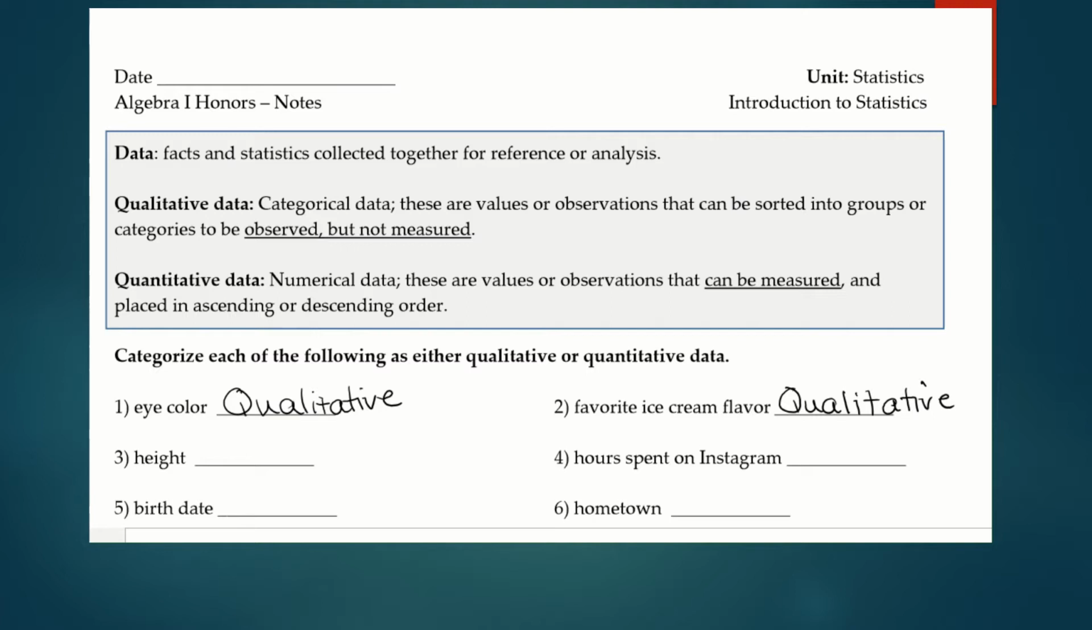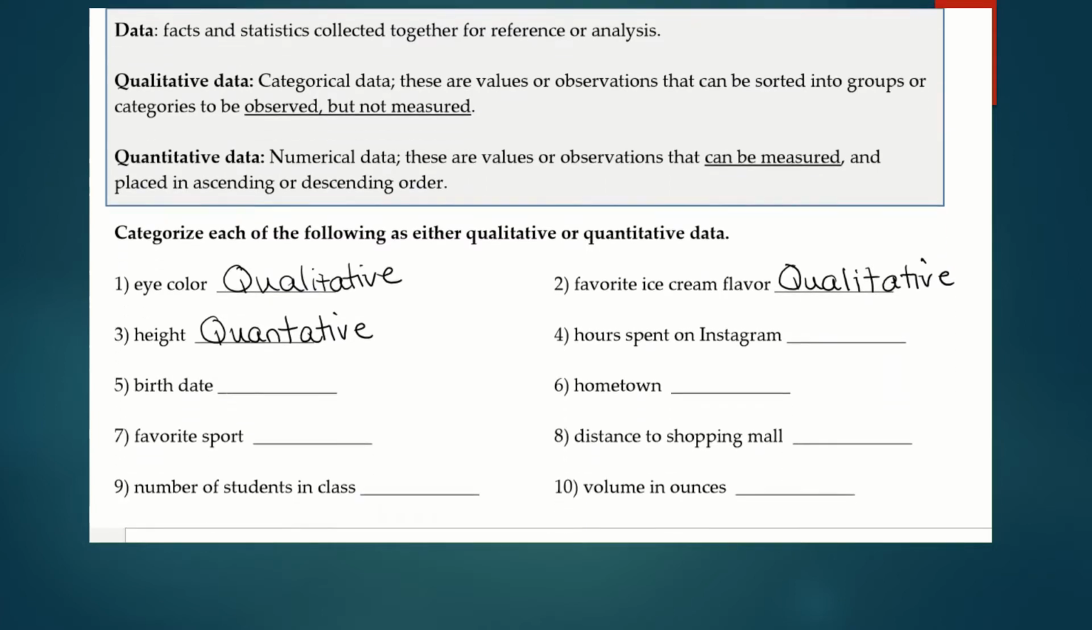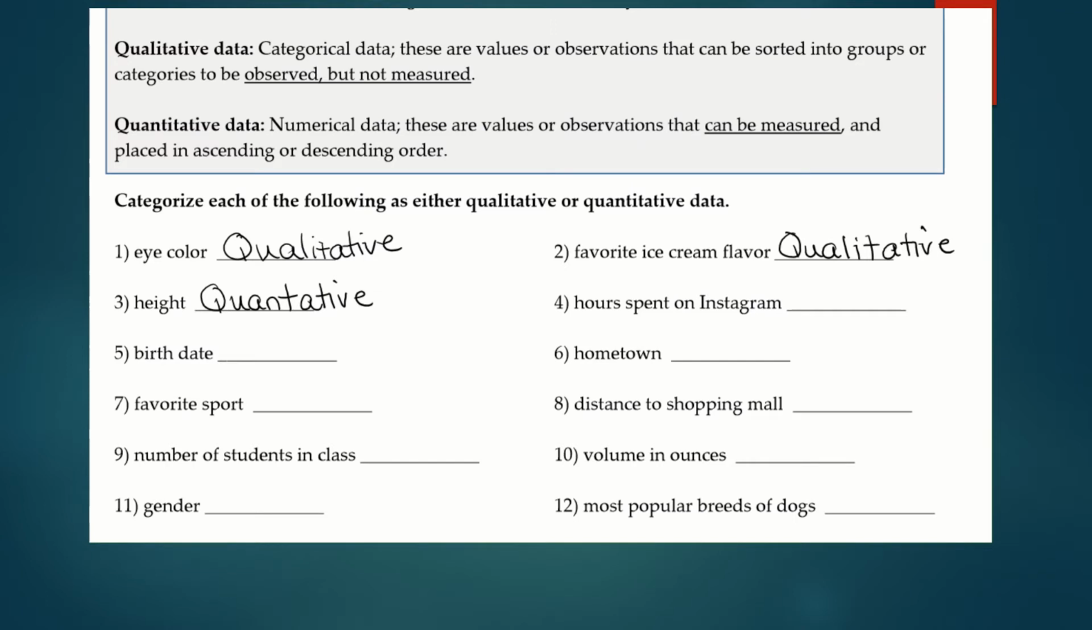Height. Height is interesting. Height is actually quantitative data. So a person's height is measurable. Therefore, it's quantitative data. And we can put people's heights in ascending or descending order based on how tall you are. Hours spent on Instagram. Once again, quantitative data.